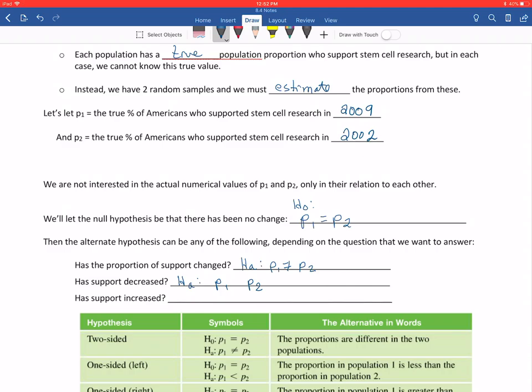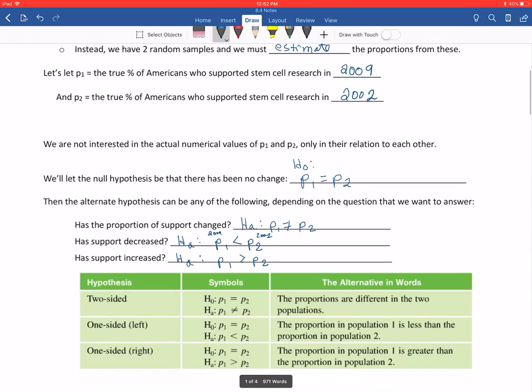So be careful with this. If it has decreased, then that would mean that the 2009 percentage is smaller. So it would look like this, because this is 2009 and this is 2002. Or our alternate could be that it has gone up, that it has increased.